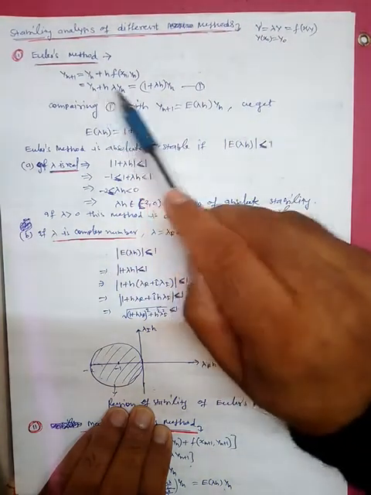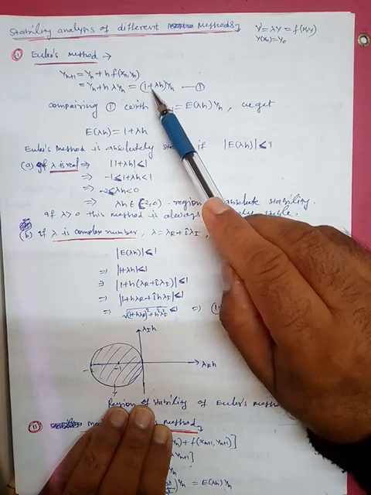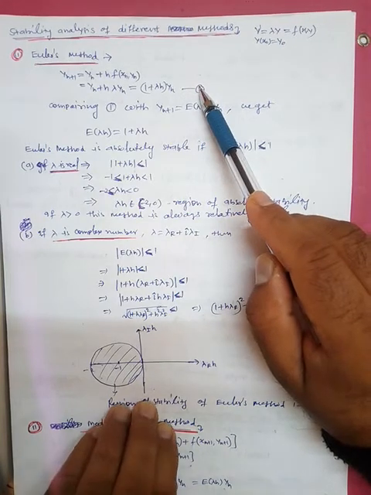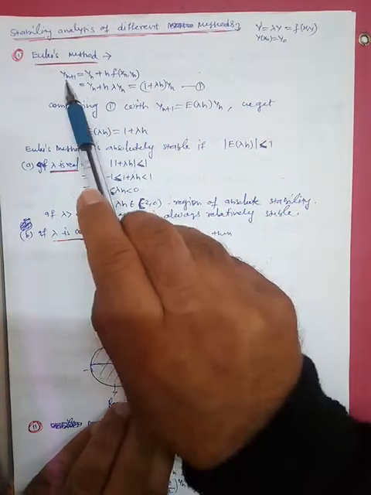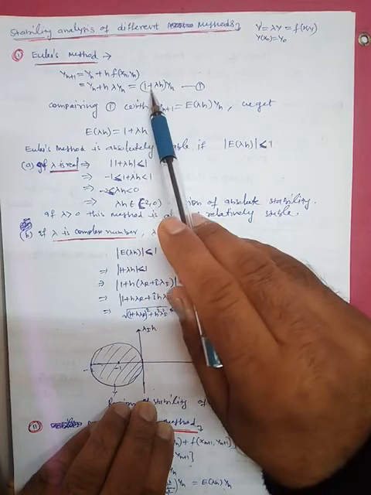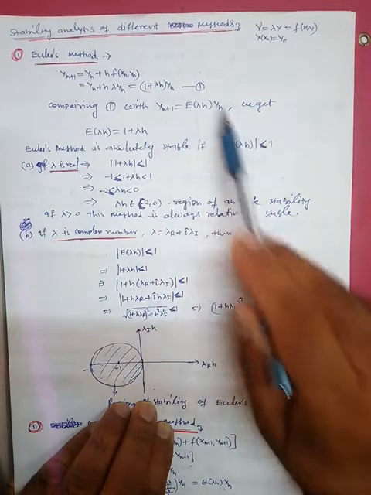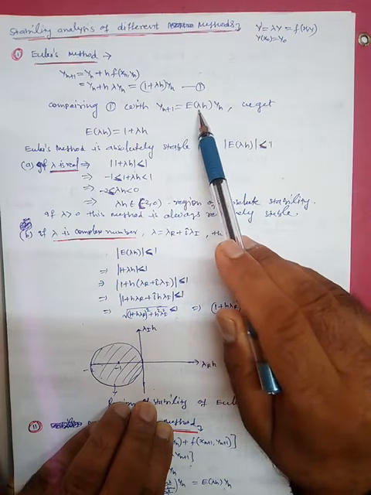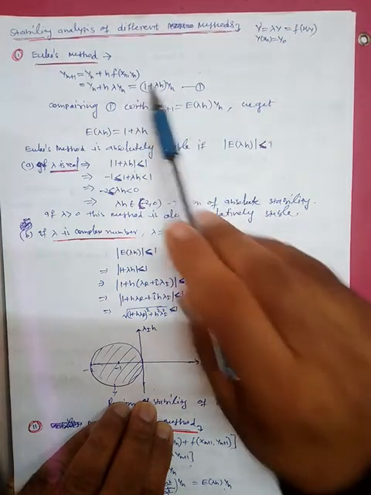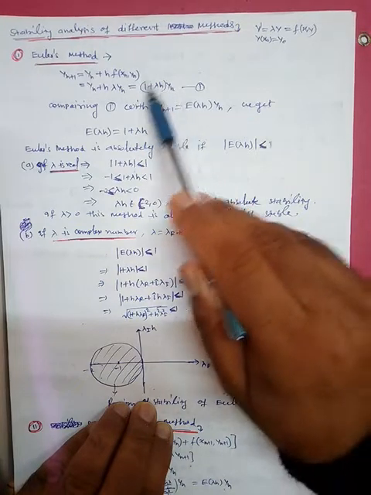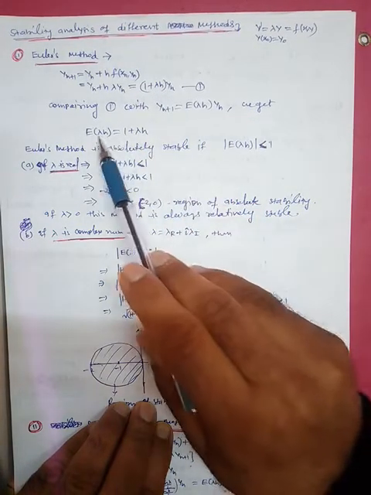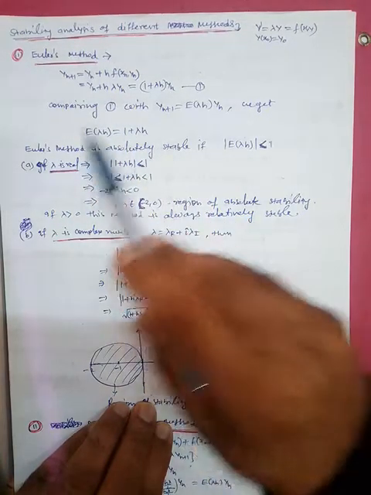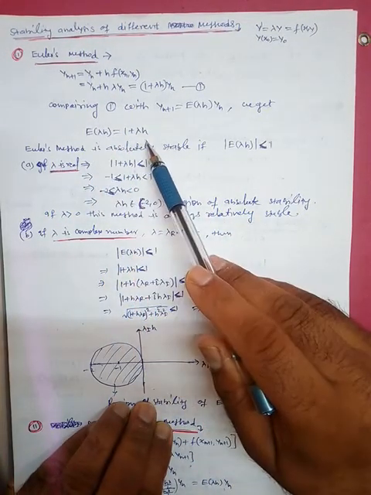Now you can take y_n common, so we will get y_{n+1} = (1 + λh) y_n. This is our equation number 1. For stability analysis we will compare this relation with y_{n+1} = e^{λh} y_n. When you compare, e^{λh} is 1 + λh. That means Euler's method is a numerical method of order 1.